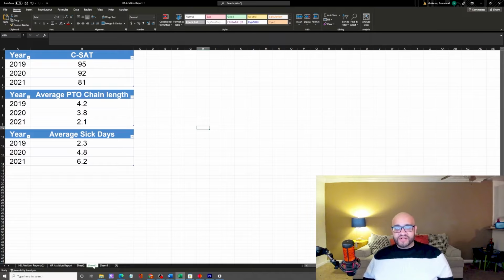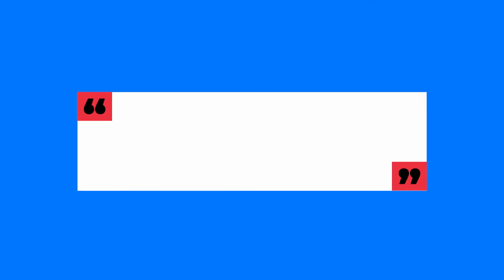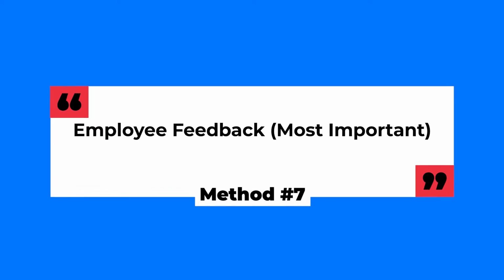I know I threw a lot of numbers, and I know I already debunked that, attrition is not the best metric. I would argue all of these metrics are also not the best metric to detect if there's an employee morale issue. The best metric to detect if there's an employee morale issue is, believe it or not, the employee. You have to have direct methods of employee feedback.